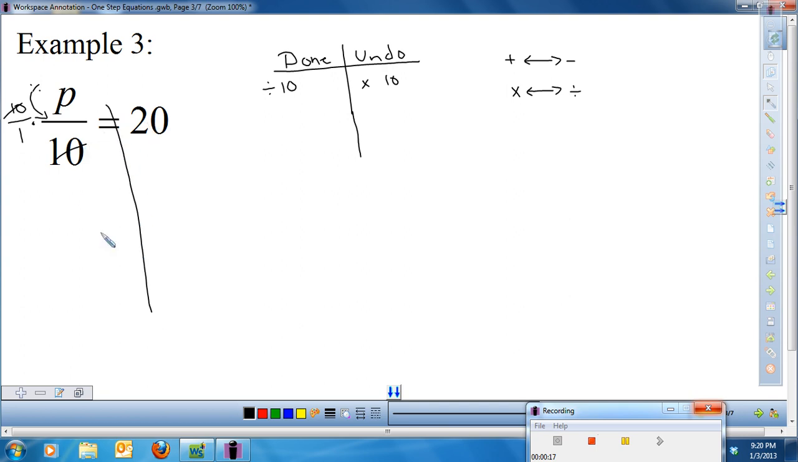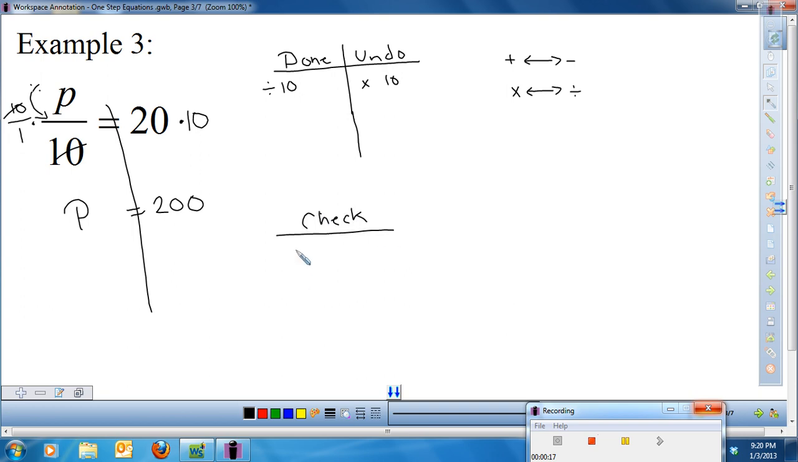Anything we do to one side, we also need to do to the other. So I'm going to multiply this side by 10. These 10s cancel because 10 over 1 will cancel with 1 over 10. It gives you 1. I'm going to bring down my p equals 20 times 10 is 200. Now let's check our work.